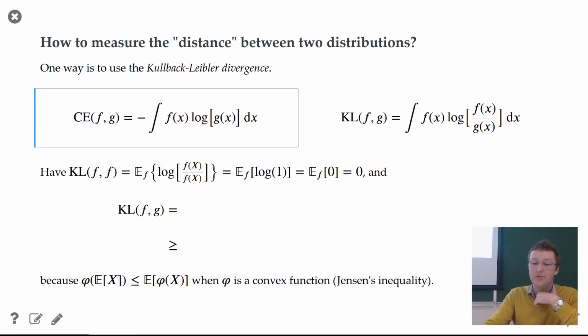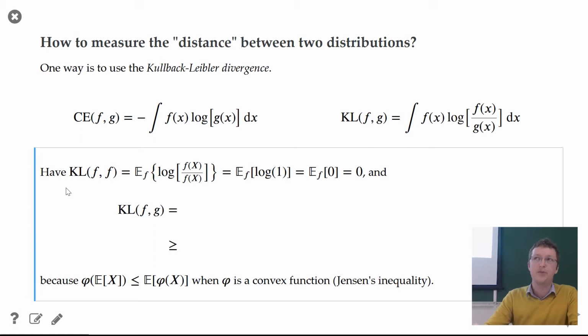So you pass in two different densities, and it's defined to be this integral of f log and then the ratio of the two. So this CE, I'll explain on the next slide what's going on. This is some other thing called cross-entropy. And if you look at it, it's almost the same definition.